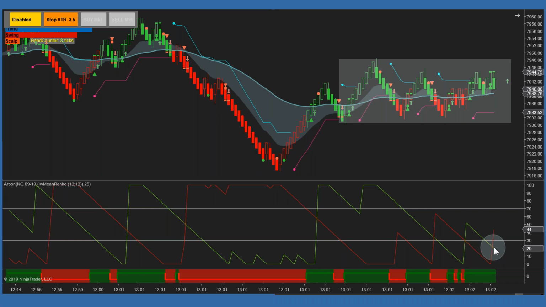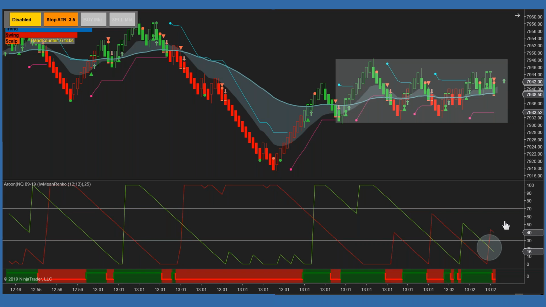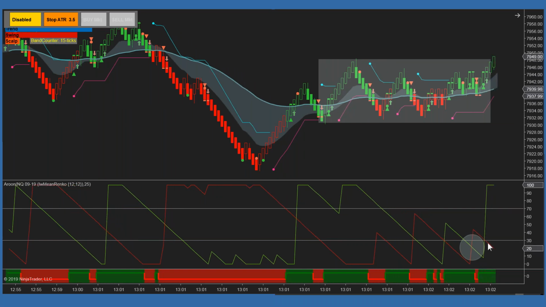Well, the Aroon, when it crosses like this in the extreme point, gives you an indication who is stronger. And right now, the sellers are stronger. We're getting the sellers are above. Let's see how that plays out. Oh, we just had another cross here at the extreme point.